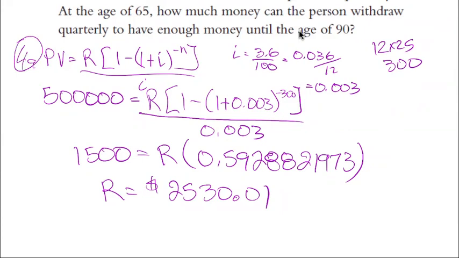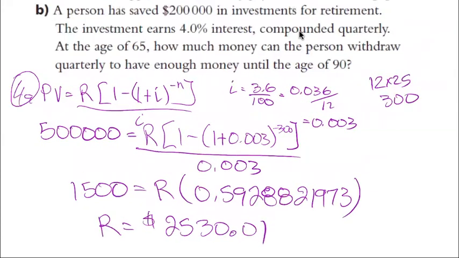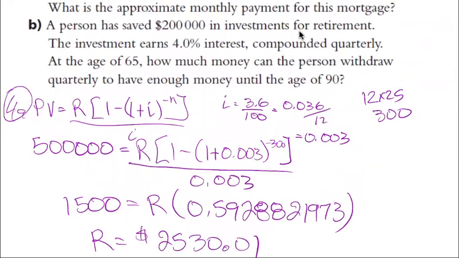Question B. A person saved $200,000 in investments for retirement. The investment earns 4% interest, compounded quarterly. There's a bit of a different one. At the age of 65, how much money can the person withdraw quarterly to have enough money until the age of 90?